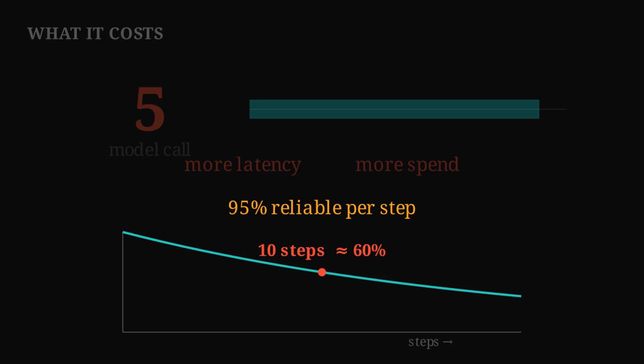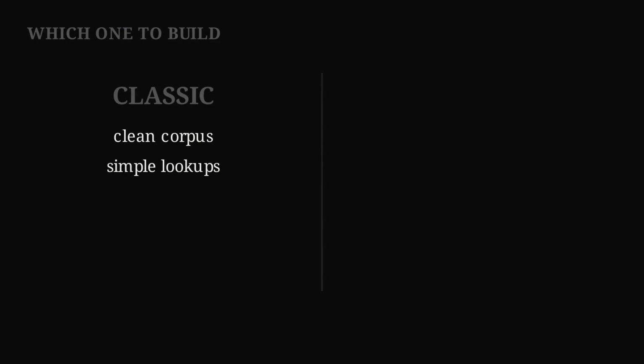Looking again once or twice is powerful. Looking again without a limit gives you an agent that searches in circles, spending real money to stay stuck. So which do you build? If your corpus is clean and the questions are simple lookups, classic Retrieval is faster, cheaper, and easier to debug. Don't add a loop you don't need.